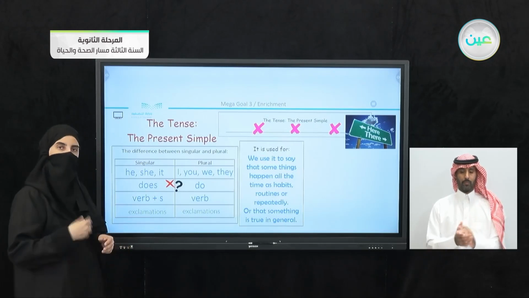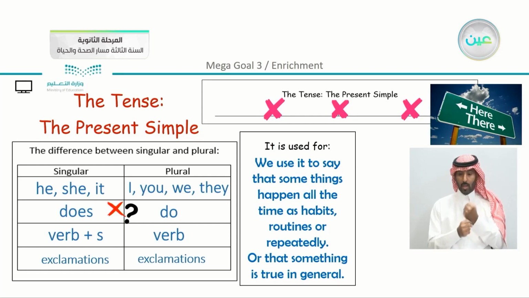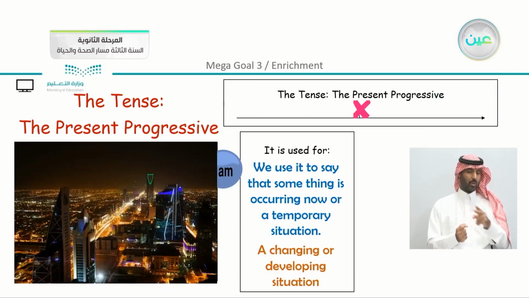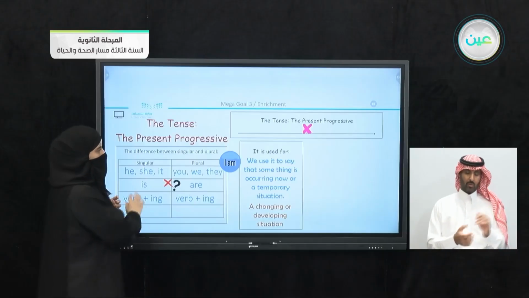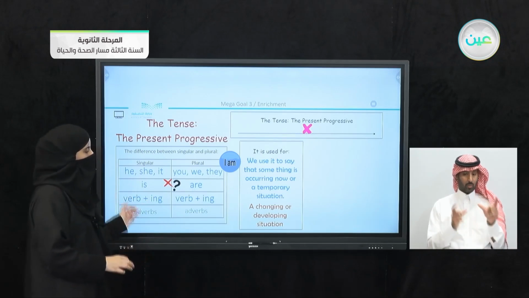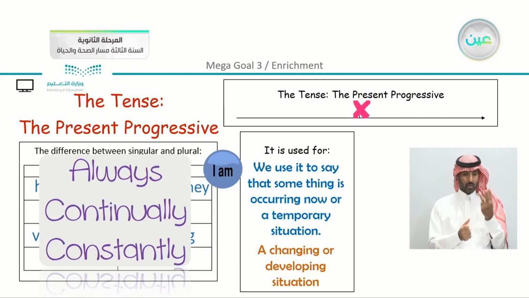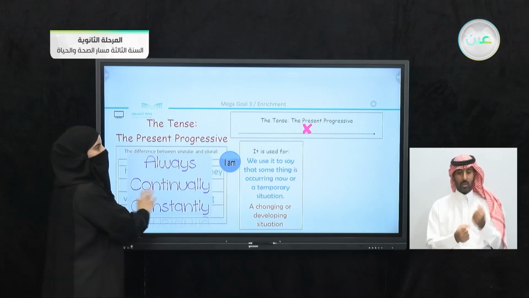Now, we have here the second part in Unit 1. It was mainly about the present simple. Now, if you recall that we compared it with the present progressive, we explained the difference in structure, and also we said that we can use the present progressive to talk about continual changes. And don't forget that we also use adverbs here. Actually, they are three: always, continually, and constantly. They can be used with the present progressive.